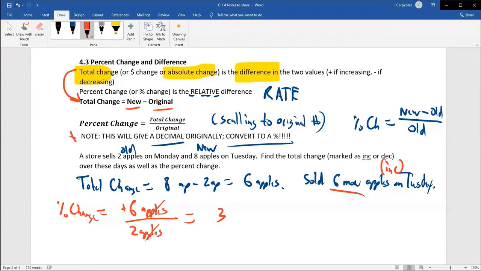But then we also said the value you get here is a decimal originally. This was not a 3% increase. That doesn't sound right. We went from 2 to 8. That was big. That was a monster increase. 3% is not a monster increase.